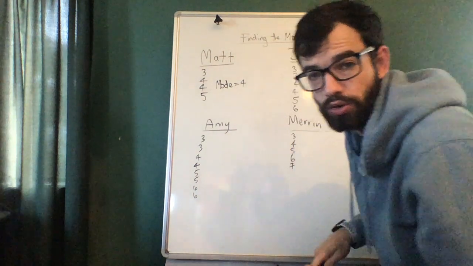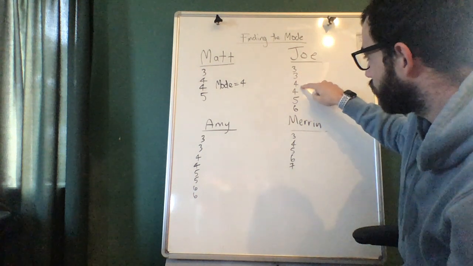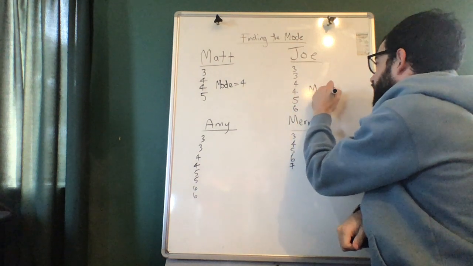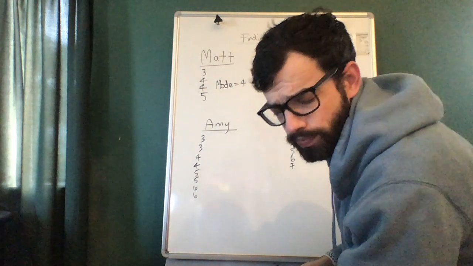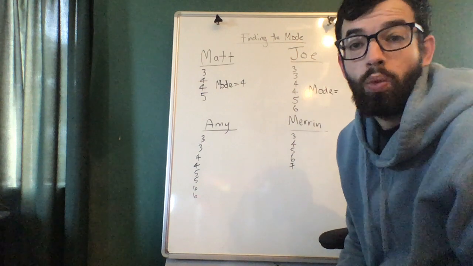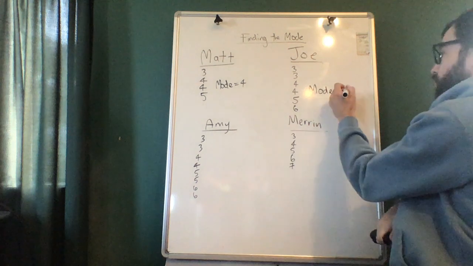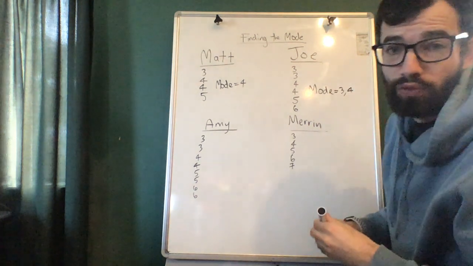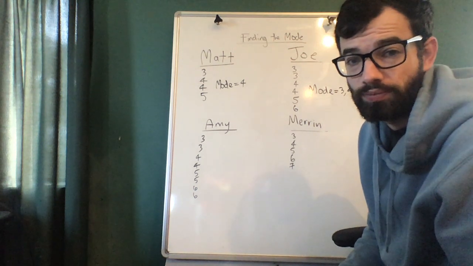Let's jump over to me now. Again, numbers we put in order: 3 3, 4 4, 5 6. Now in this case, there are 2 3s and 2 4s. So you might be going, well, there's no one most common number. With mode, you can have 2 most common numbers. So in this case, the mode for me is 3 and 4. They're both as common because they appear twice in that set.